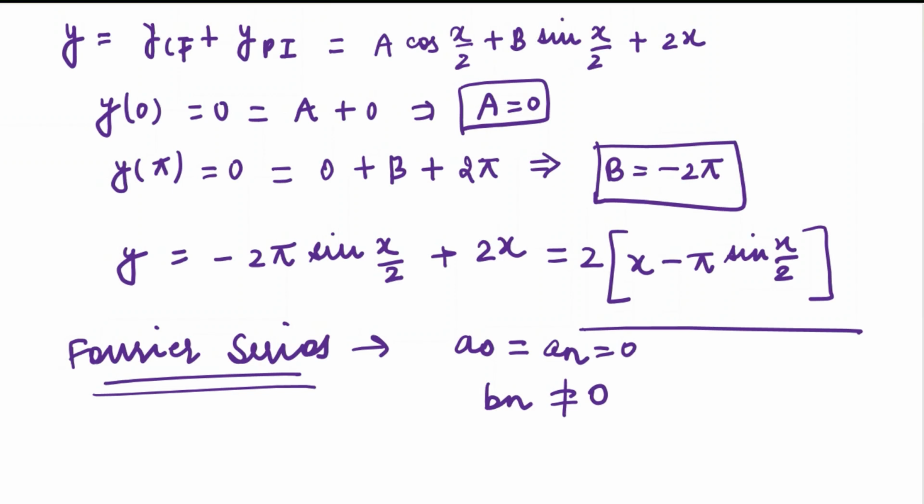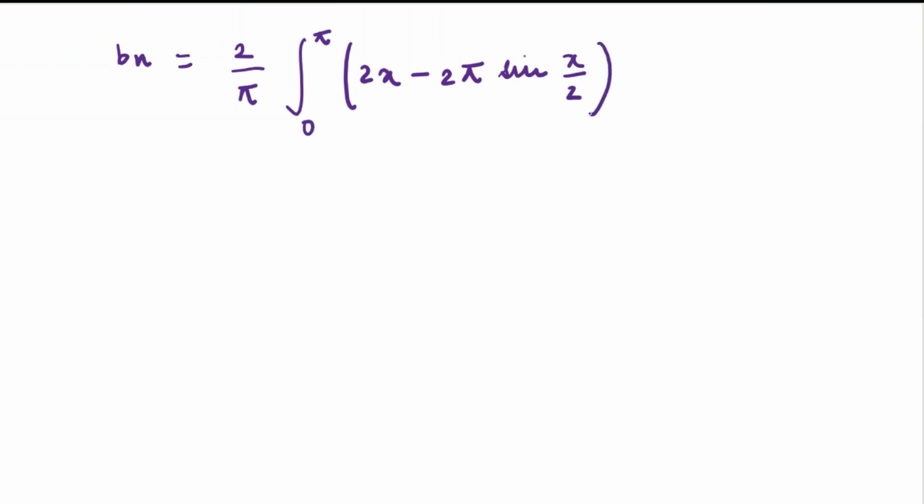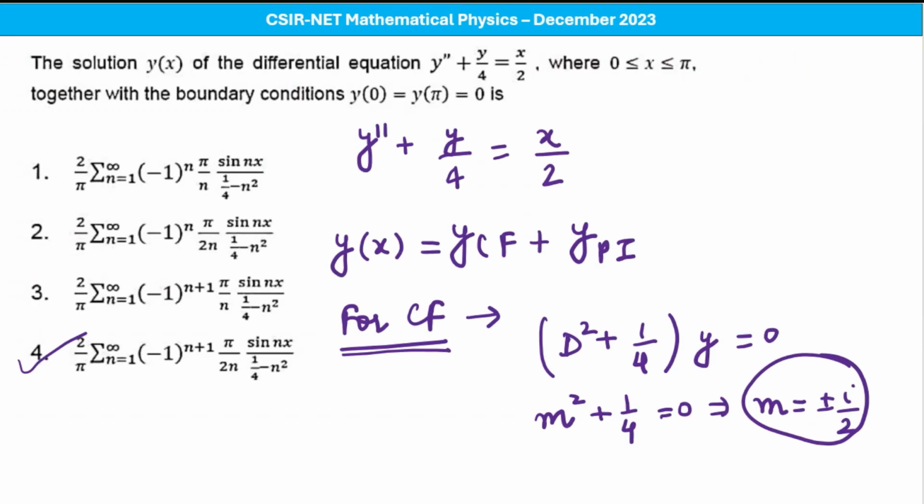The bn coefficients will be bn is equals to 2 upon pi, integral from 0 to pi, 2x minus 2 pi sin x by 2, sin nx dx. Now you just have to solve this integration and it will give you the answer. It is a long integration to solve, but easy. The answer will be option D.